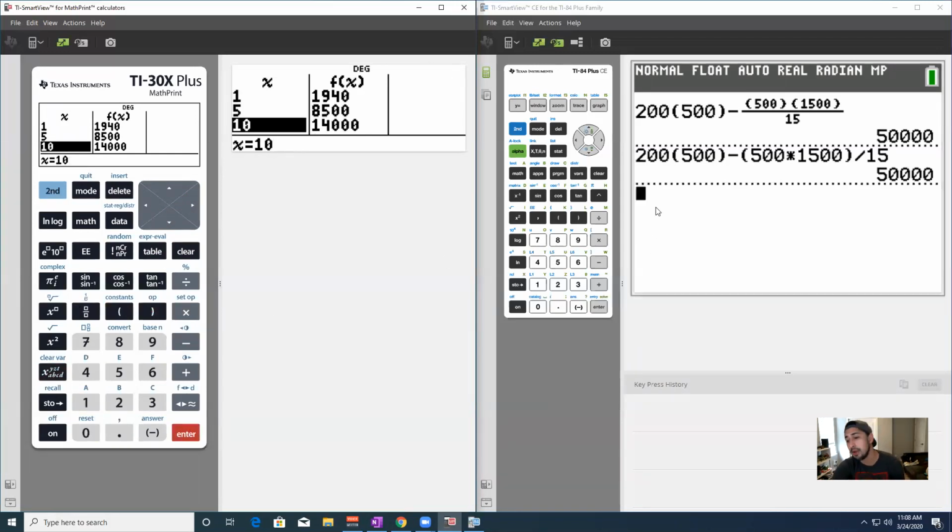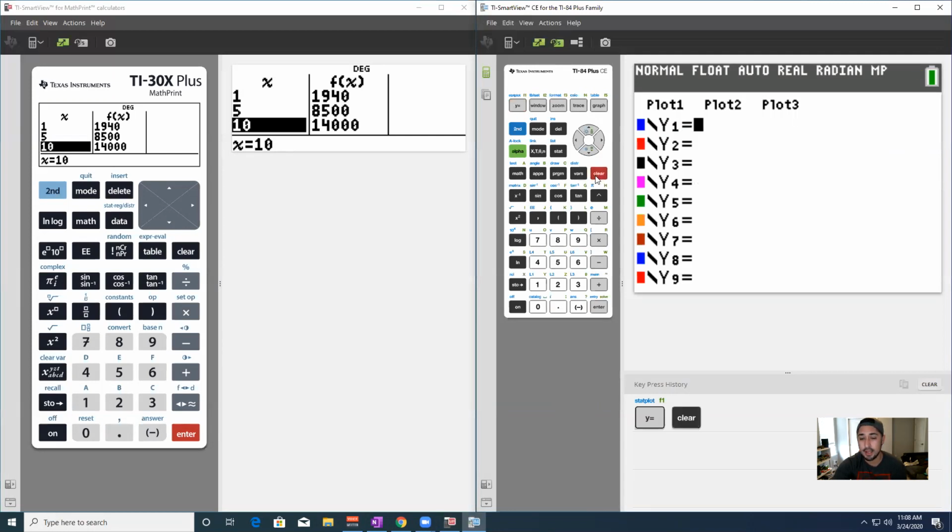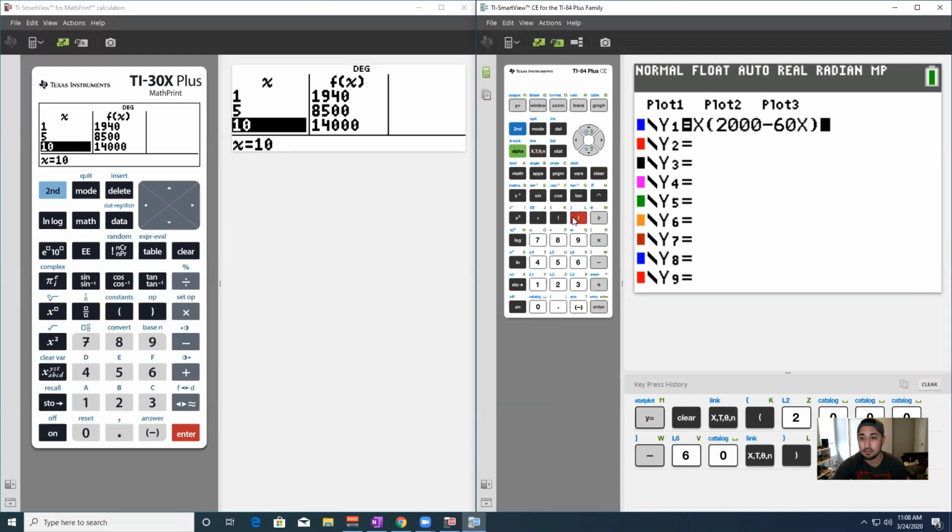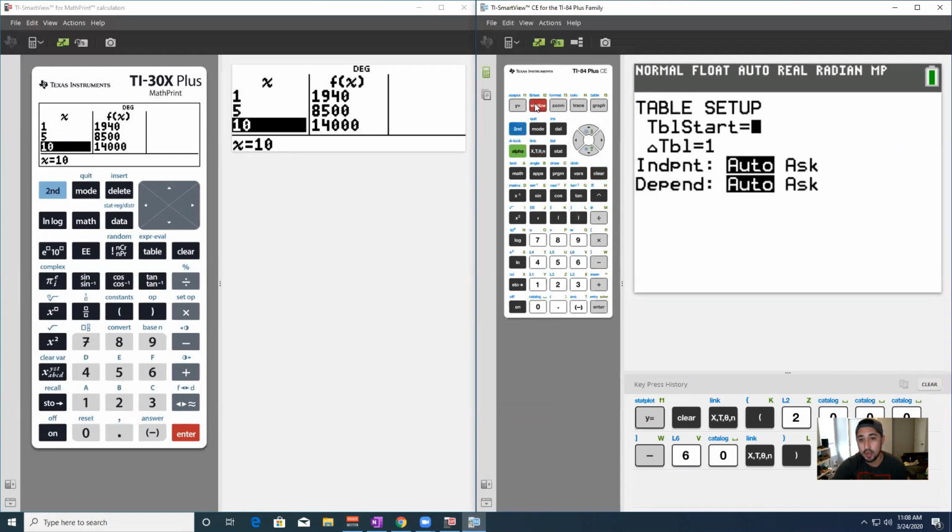Okay, now, graphing calculator peeps, look on the right side of the screen. Hit your y equals button in the top corner. Clear out that and type in our function. X times (2000 minus 60x), close, hit enter. Then we're going to hit second window. Table start, don't care. Table step, don't care. Independent, we care. Go to ask, hit enter. Perfect. After you do that, hit second and graph.